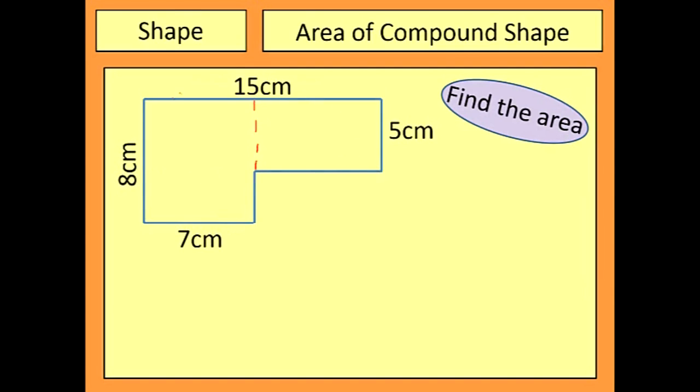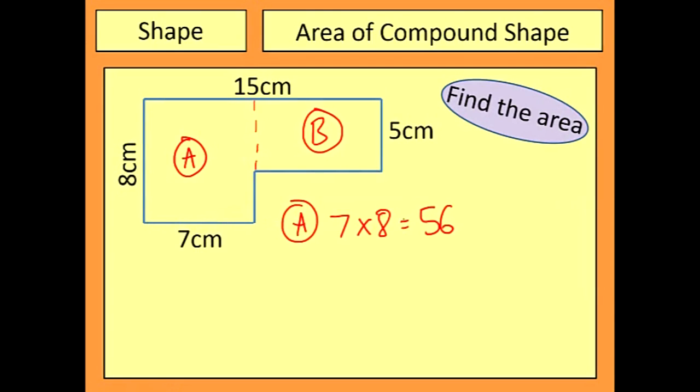So what I've done is I've split this whole shape, which is sort of an L shape on its side, into this rectangle, which I'm going to label A, and this rectangle, which I'm going to label B. And I'll find the area of these separately, then add them up, and that'll get me the total area of the compound shape. So, area of A first. Well, A is a rectangle, and it's 7 along the bottom here and 8 up the side here, so it's 7 by 8, which is 56. So the area of that bit is 56 centimeters squared.